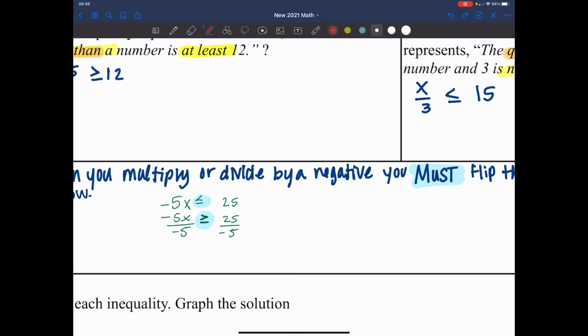So when I divide both sides by negative 5, I switch or flip the direction of the inequality. If you notice, before it was pointing to the left and now it's pointing to the right. So that means that x is going to be greater than or equal to negative 5. Again, I want to just make this very clear. The inequality right here has switched directions, okay? The directions are different now. So instead of going to the left, it now goes to the right.